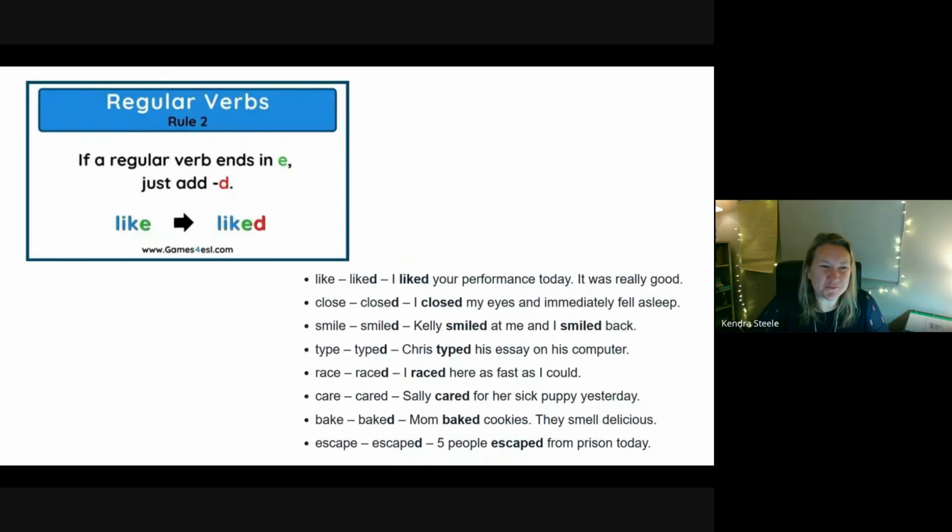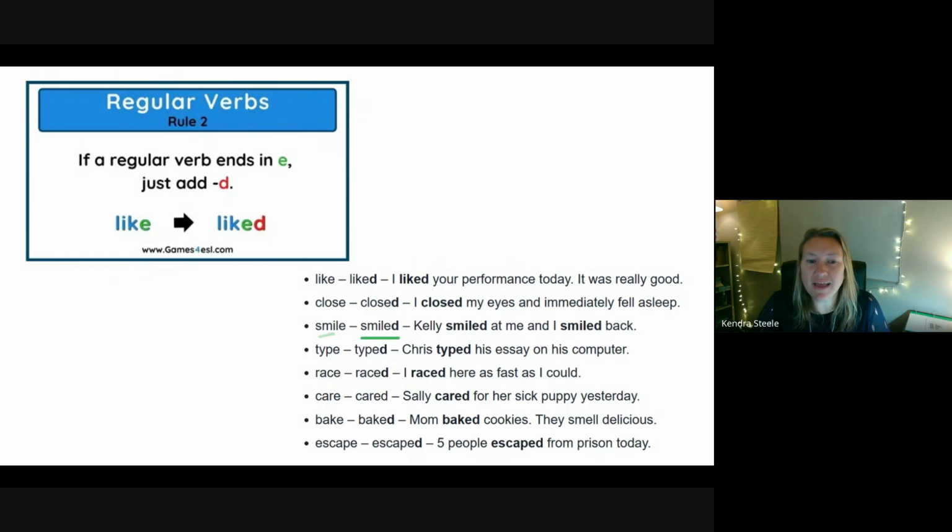However, here's another rule. If a regular verb already ends in e, we just add d. So you still have ed on the end, but the e was already part of the original verb, and now we're just adding d. Like becomes liked. I liked your performance today. It was really good. Close becomes closed. I closed my eyes and immediately fell asleep.